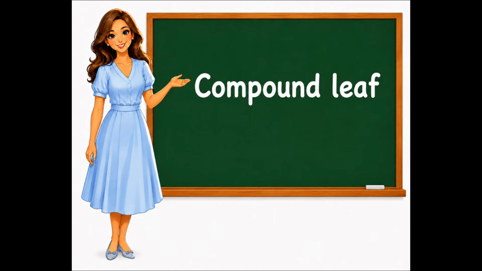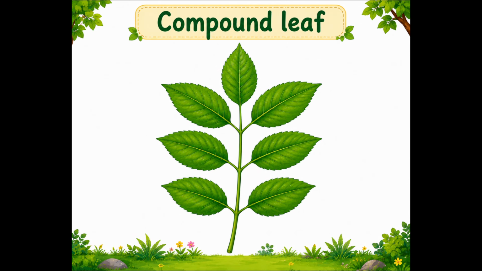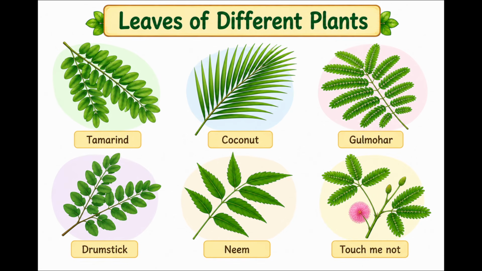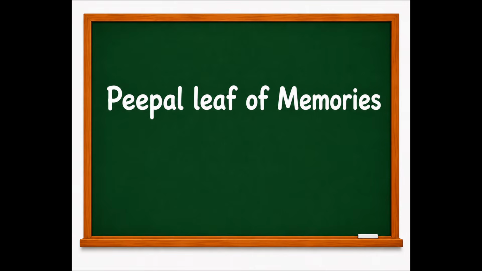Compound leaf. What is it? One single leaf stalk that holds many small miniature leaves called leaflets. For example, tamarind, that is imli, coconut, gulmohar, drumstick, neem, and touch-me-not. Try this, the peepal leaf of memories.